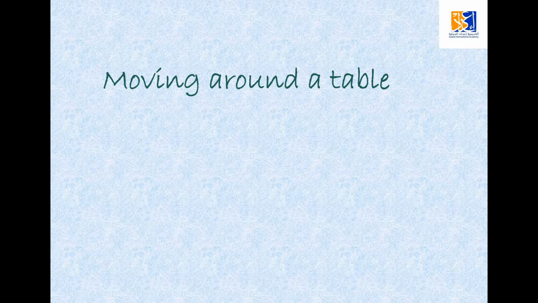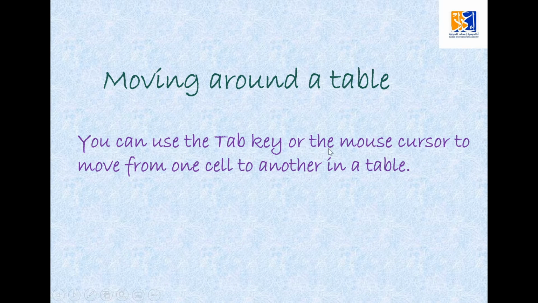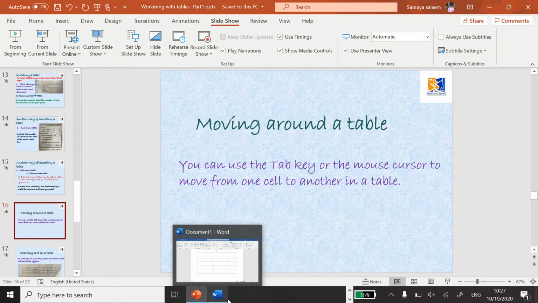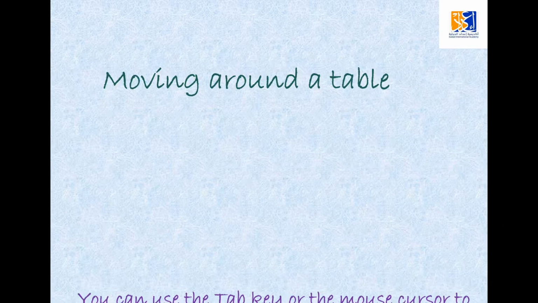Next, moving around a table. Now, if I want to move from one column to another, from one row to another, how am I going to move? You can use the tab key or the mouse cursor to move from one cell to another in a table. Let's get back to our table. For example, I'm here right now. I want to go to this one. I can either use my mouse by just clicking like this, or I can use the tab key on the keyboard. See, I'm pressing the tab key. It's moving from one column to another column to the next row. Clear? 2 ways, either by the mouse, now it's with the mouse, or by the tab key. Okay?